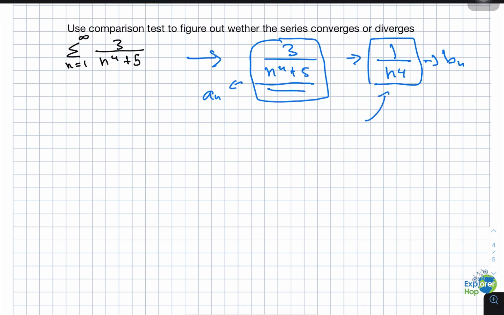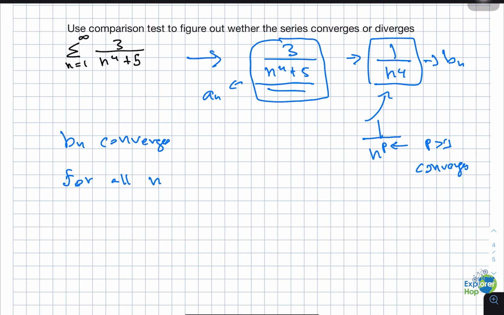Now we can compare both of these series. So we know that whenever we have a series which is 1 over n to the power of p, and if this power is greater than 1, that means that our series always converges. So therefore, our b n converges.